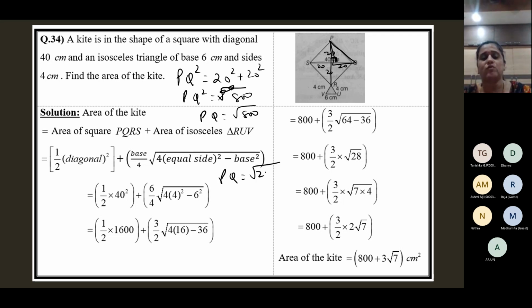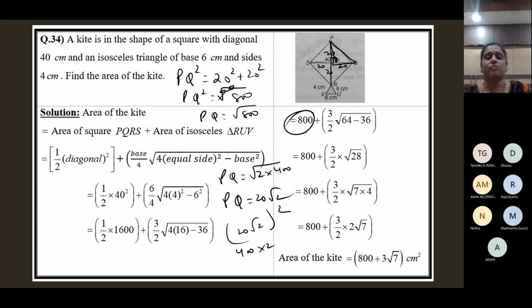It's the square root of 2 into 400. So 400 means it's 20. So 20 comes out. So 20 root 2. The side is 20 root 2. Now what's the area? Side square. So 20 root 2, the whole square. So that is 400 into 2, which is 800. That's what you got here.